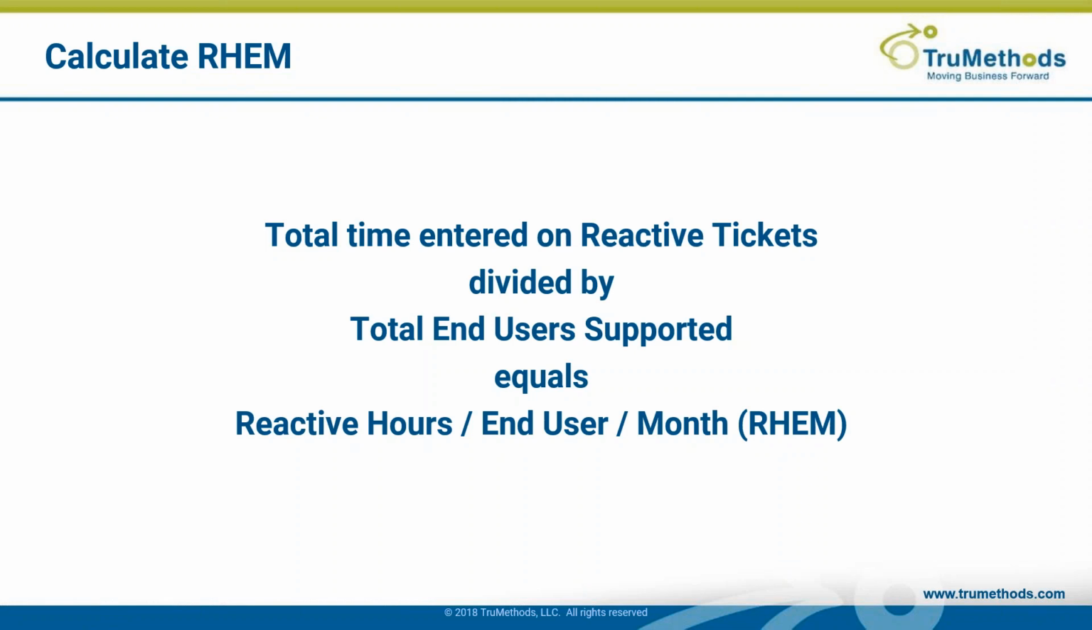Yep. So if you take the total amount of time that you've spent solving reactive tickets, and you divide that by the total number of end users you support, then you will get the reactive hours per end user per month. So total time entered on the reactive tickets in a given month divided by the number of end users gives you reactive hours per end user per month. And this is a good gauge on how much reactive service you're required to do as part of your managed services agreements.